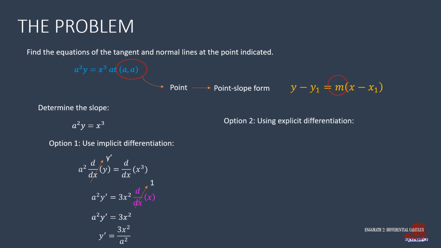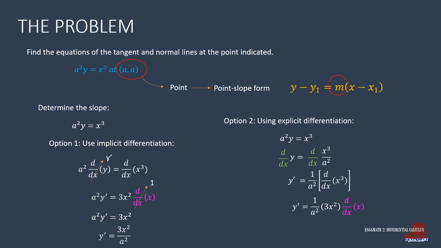The other option is to fix the function and continue with explicit differentiation. With a squared y equals x cubed, extract y, making it equal to x cubed over a squared. Then take the derivative. dy over dx is y prime. Then a, being a constant, will be placed before the derivative of x cubed. Y prime is then 1 over a squared of 3x squared.